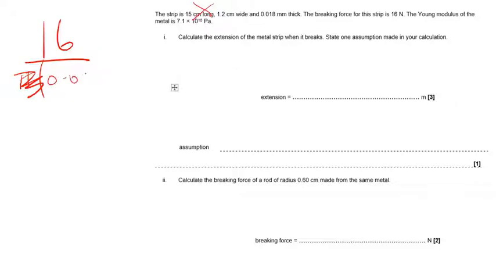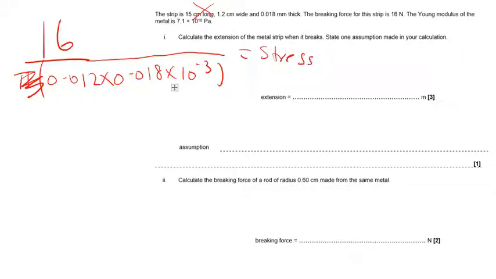So 0.012 times 0.018 times 10 to the minus 3. Force divided by area, so that is stress. And we know that the Young modulus is that much. Right, so let's just work out the stress first. So you should have, on my calculator, I get 74 times 10 to the 6.